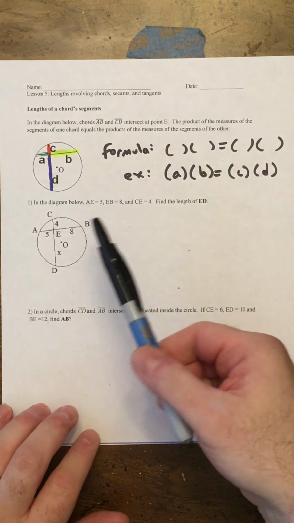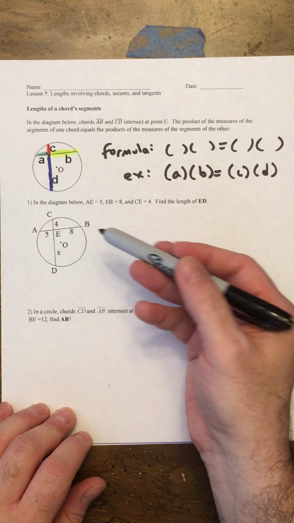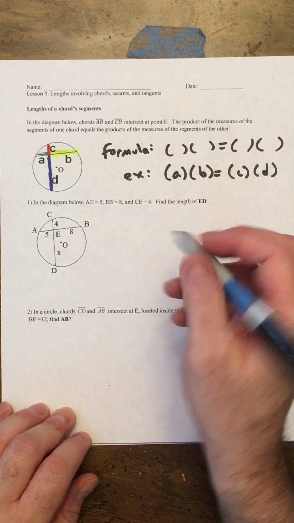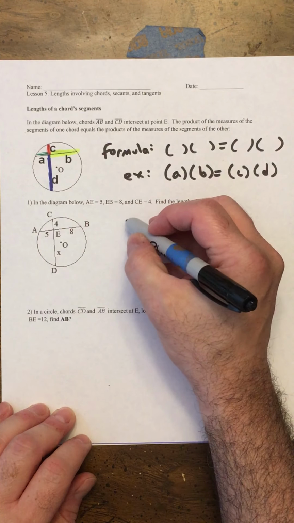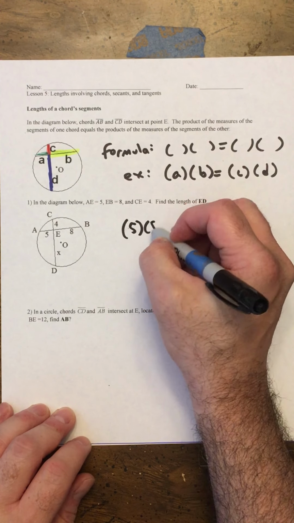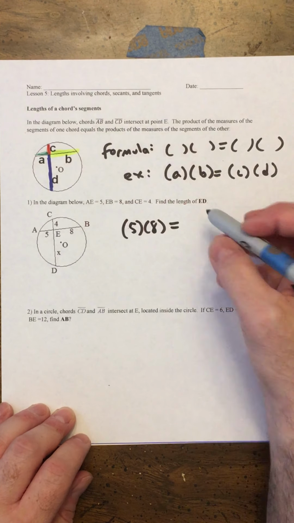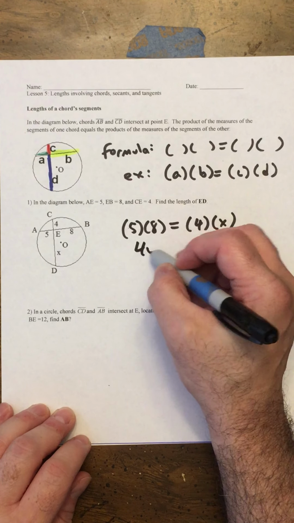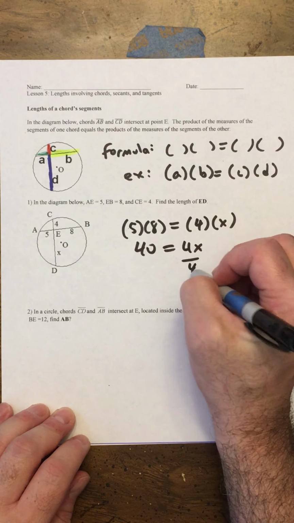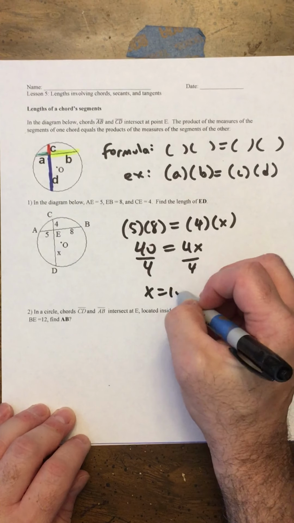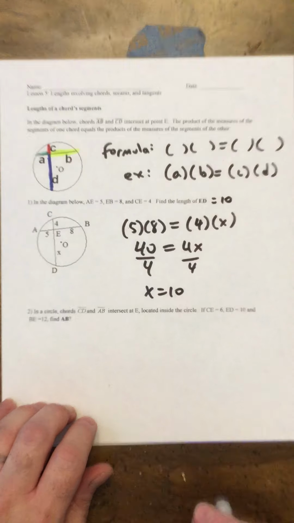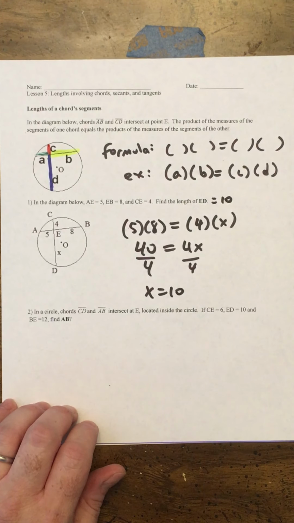It's pretty simple. Okay, so in this diagram we have really the same situation. How are we going to take care of this? Well, we're going to multiply the parts of the chords. Like for example, 5 times 8 equals 4. In this case, we're missing the x, so it's going to be 4 times x. So we're going to get 40 equals 4x, and x equals 10. So this portion ED is 10. All right, simple enough, right?